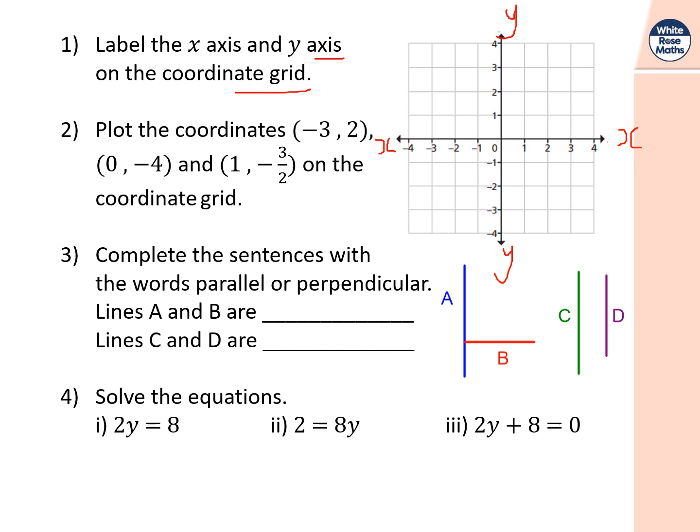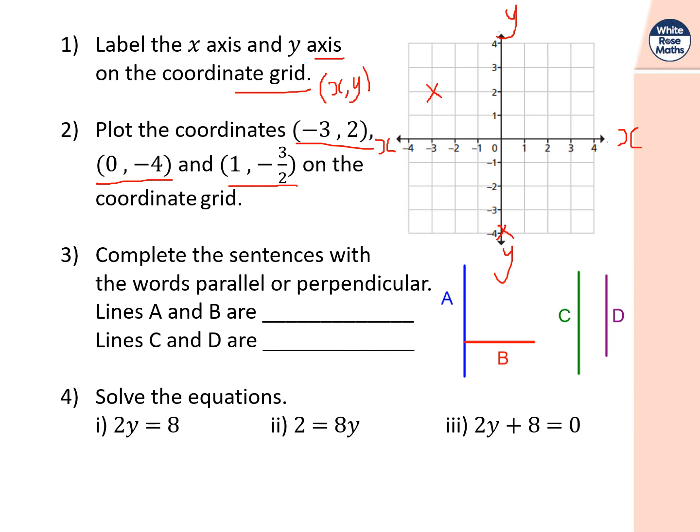Question number 2. Plot the coordinates -3, 2. So it's always your x coordinate first here. Always remember it as x coordinate, then your y coordinate. So it's -3, and then it goes up 2. It's along the corridor, and up the stairs or down the basement. It's always across first, then up or down. This next one is 0, -4. So the x value is 0, it goes down to -4, so I'm going to put a cross there.